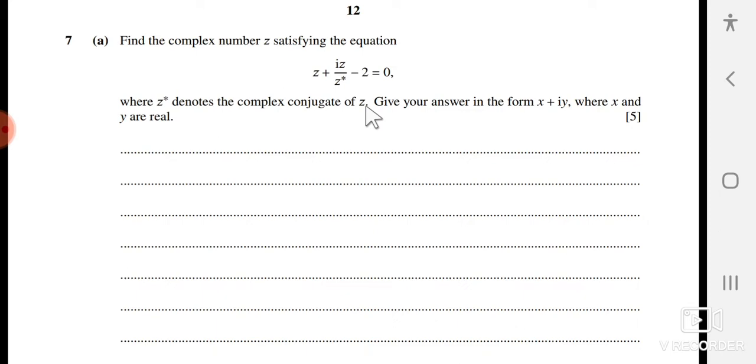Any confusion? I don't think you will have any confusion, because I know I'm teaching mathematicians, the most genius people in this whole universe, the most talented creatures on this earth.